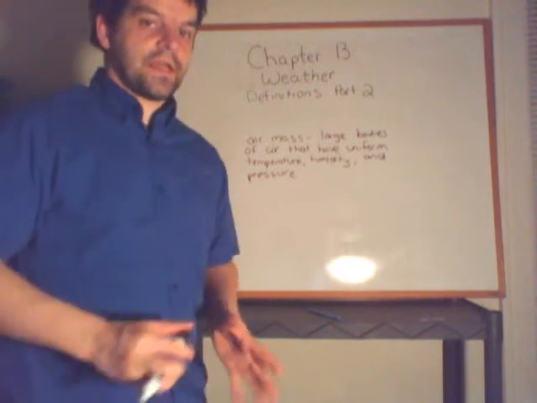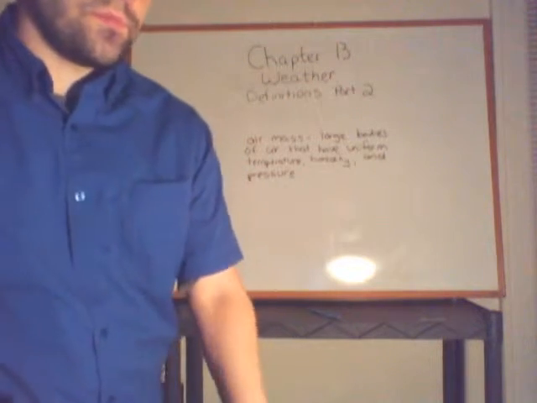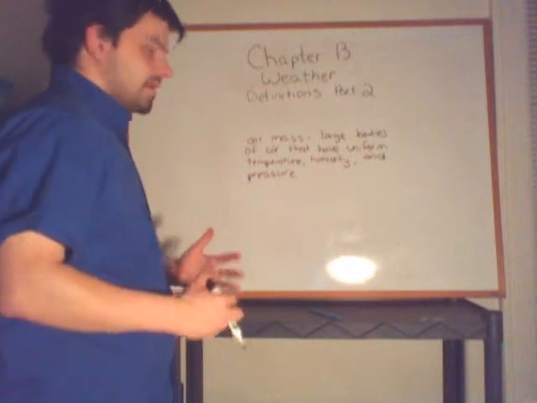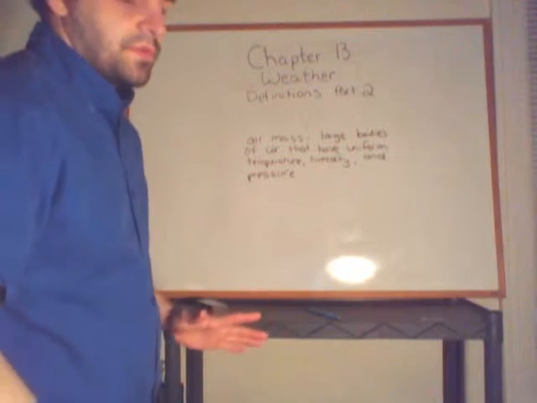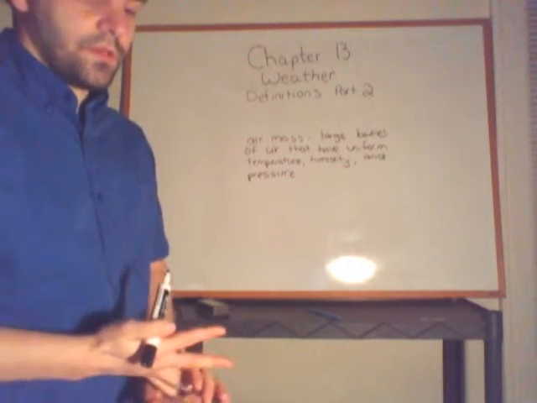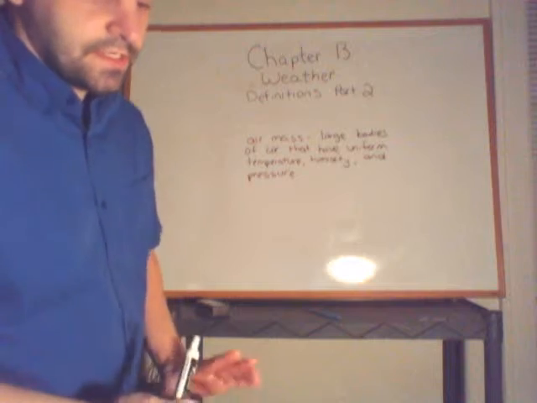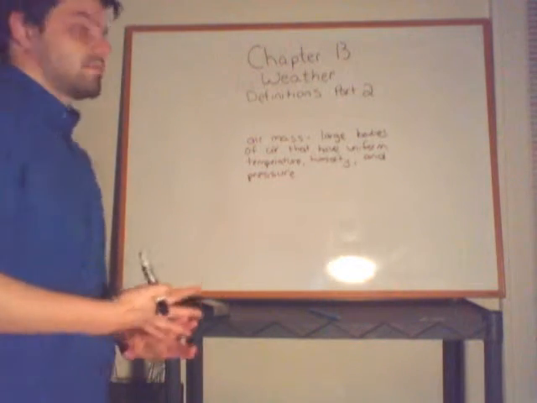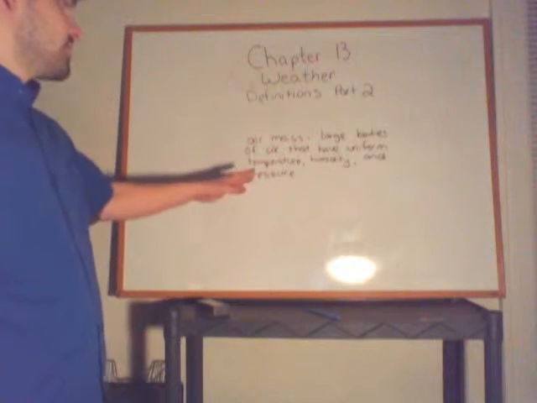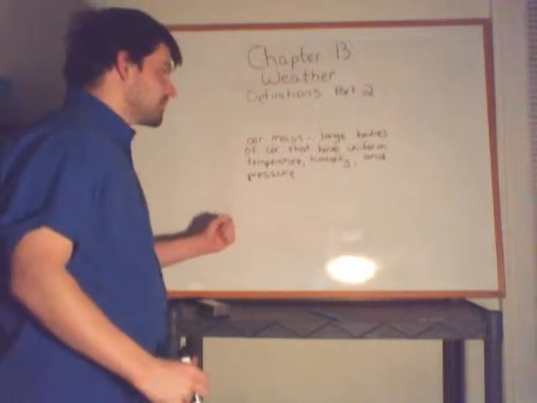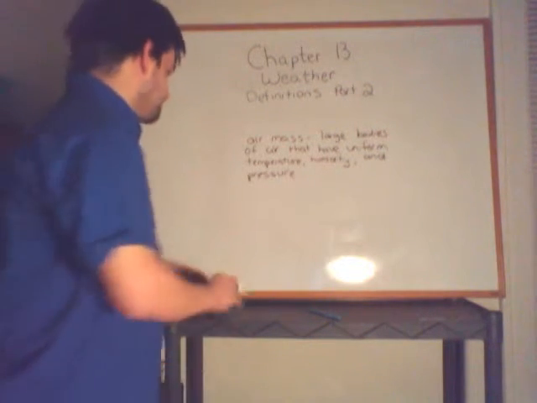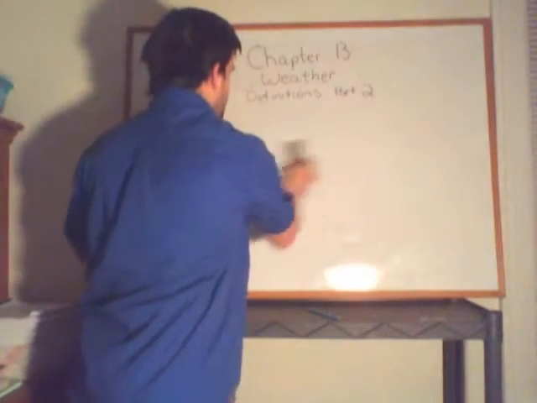Now, the way that the book kind of describes it is it kind of breaks these into several different types of air masses. So the ones that I'm gonna use as examples are just there's Arctic, continental polar, maritime polar, continental tropical, maritime tropical. Those are all types of air masses. But again, they revolve around the definition that they're large bodies of air that have uniform temperature, humidity, and pressure. Okay? Let's look at our next definition.